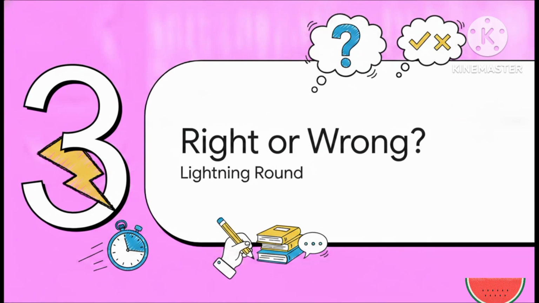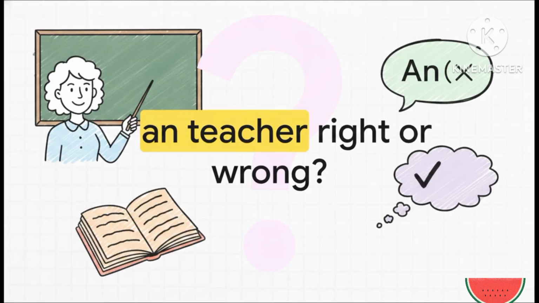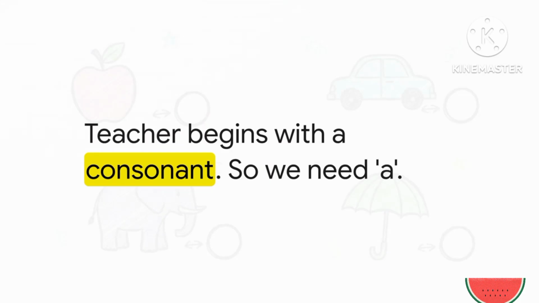Section 3. Right or wrong? All right, let's put this binary to the test with a quick lightning round. Take a look at this first one. An teacher. Based on our golden rule, does this phonetic pairing work? Just say it to yourself out loud. Is it right or is it wrong? I'll give you a split second to lock in your answer. If you said it was wrong, you absolutely nailed it.